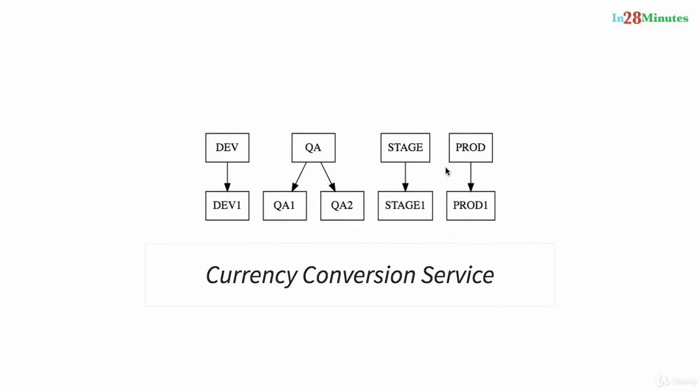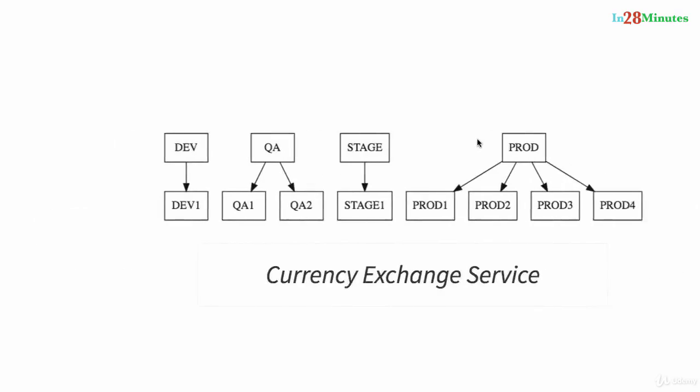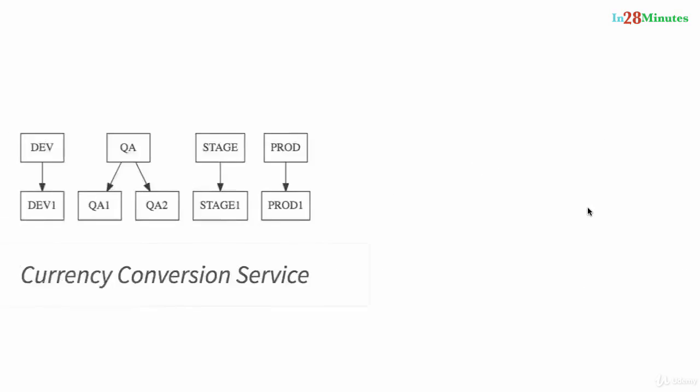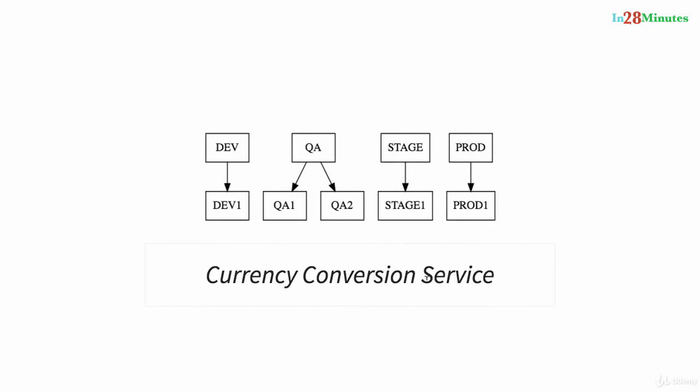One of the interesting things to note is the environments related to currency conversion service and the currency exchange service. If you look at how they are present right now, currency conversion service has just one instance in production. However, the currency exchange service has four different instances. So it has a prod 1, prod 2, prod 3 and prod 4.